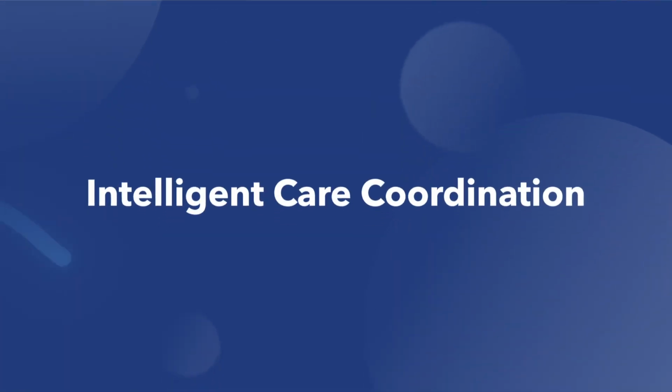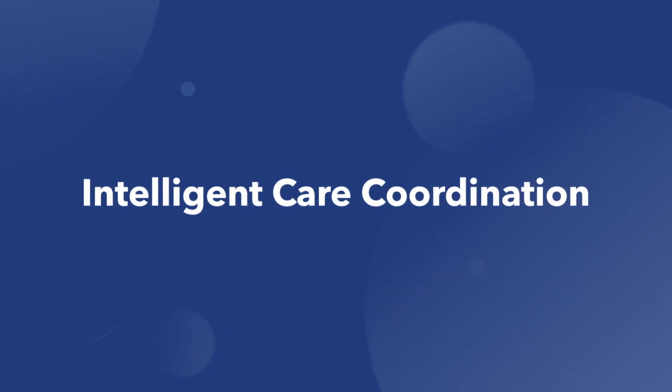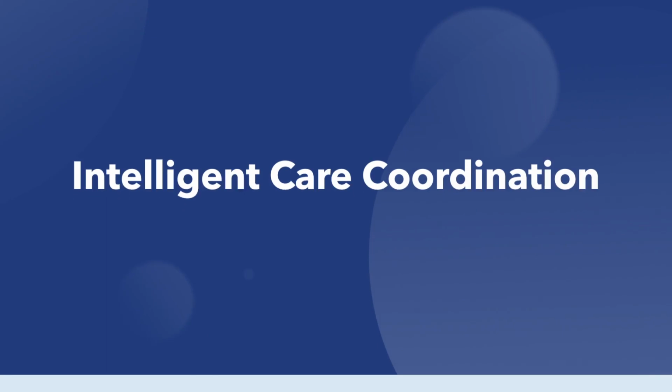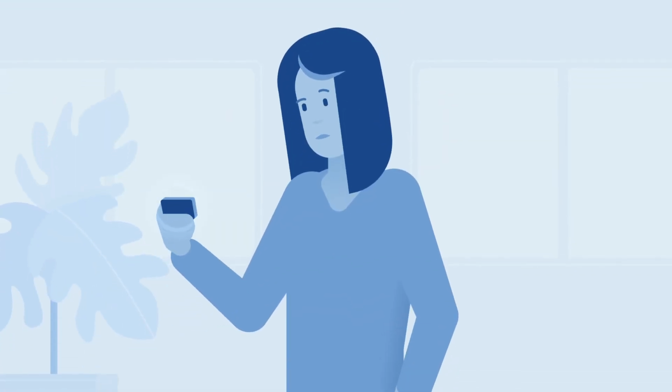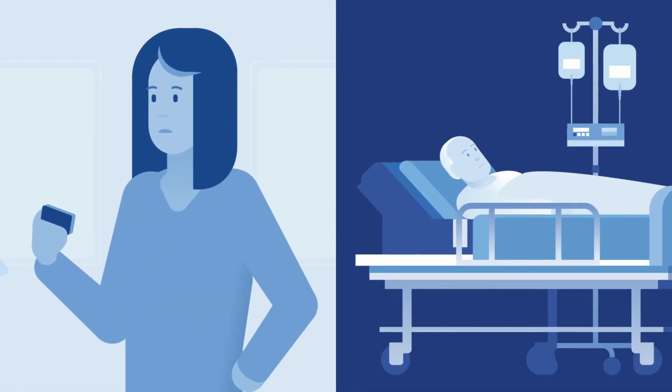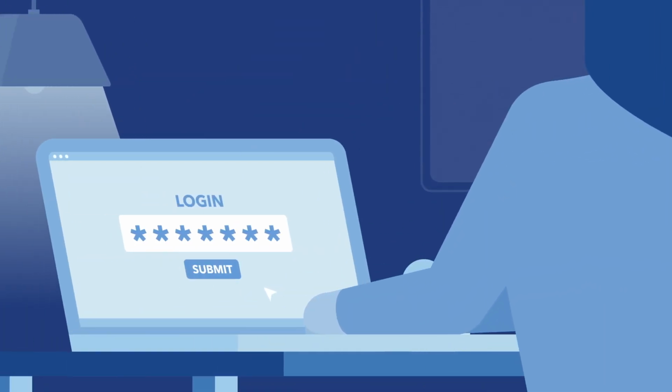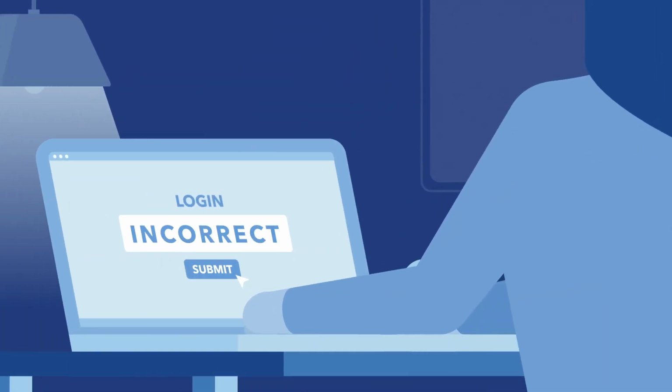What is intelligent care coordination? Let's look at a typical patient triage in a health system. An on-call specialist is alerted by the emergency room about patients requiring their expertise. The specialist must find a way to review patient images while away from the hospital workstation.